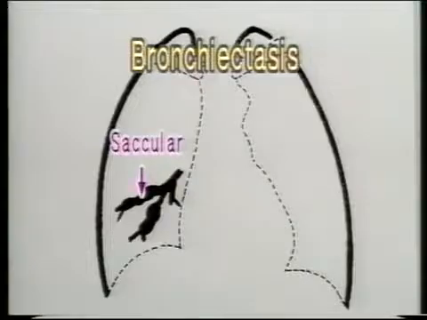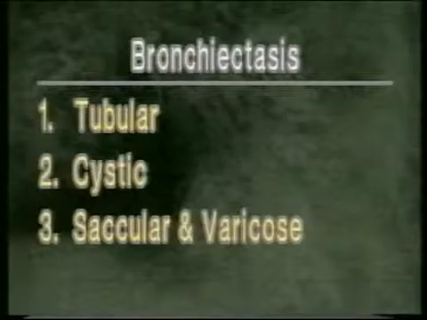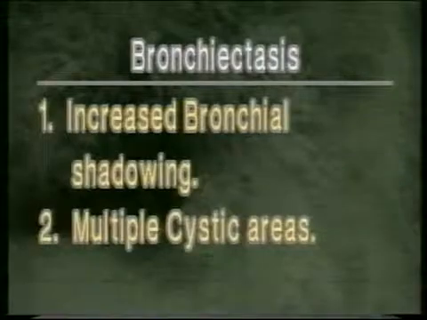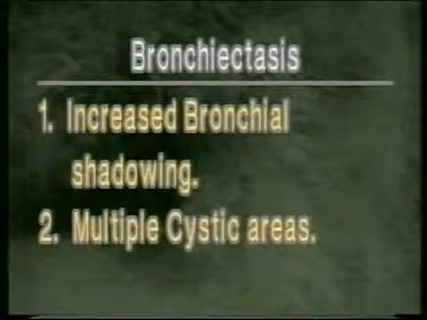To revise, bronchiectasis is of 3 main types: tubular, cystic, and saccular, as seen on bronchography. On plain X-ray, there is increased bronchial shadowing, which may contain multiple thin-walled cystic areas.